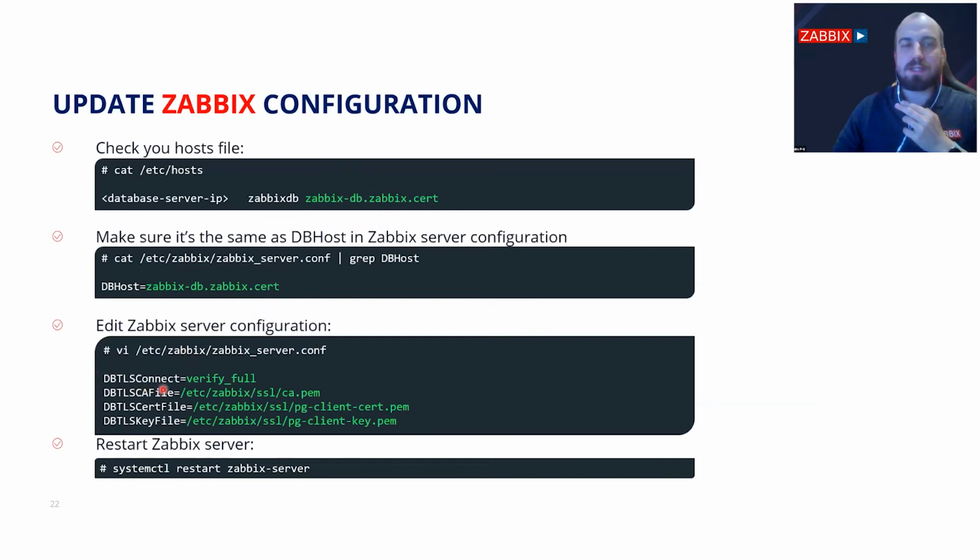This time, DBTLSConnect becomes verify_full. So make the full verification, check the certificate authority, check who issued the certificate, and am I connecting to the right DB? And then provide Zabbix with the files, just as you did with Postgres. So who is the certificate authority who issues and signs certificates? What is my certificate file and what key should I use? And then restart Zabbix server. And at this point, your connections between Zabbix server and Postgres are encrypted and also verified from, well, basically any certificate side possible.